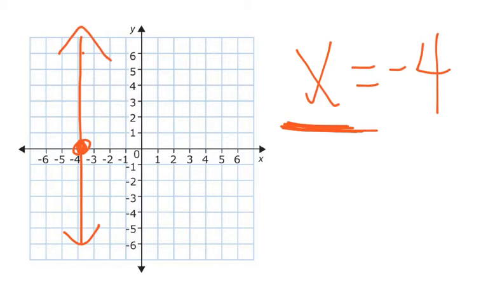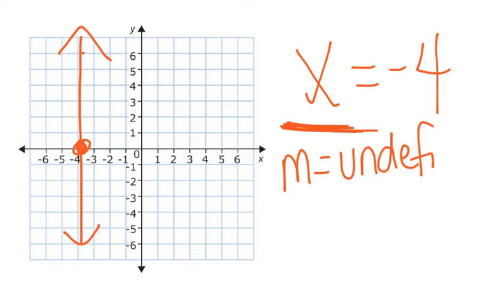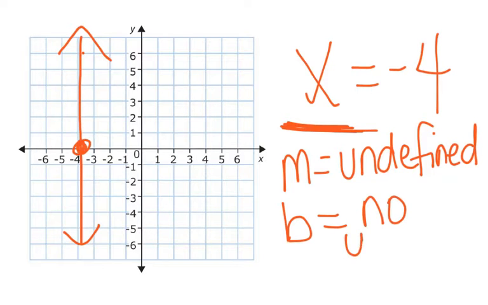It is an exception to the rule, because it does not have a slope. It's undefined. So m is undefined, meaning it has no definition. It is a straight up and down line. There is not a greatest number in the world, so it's undefined. And b, there is no y-intercept.